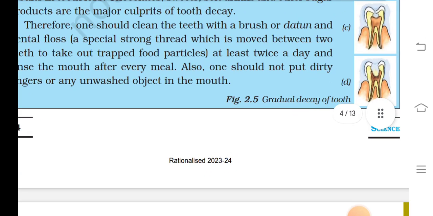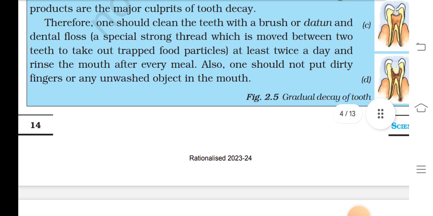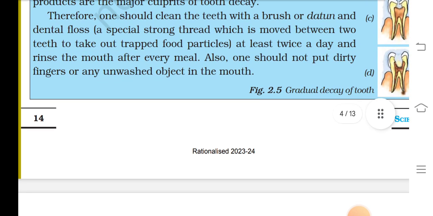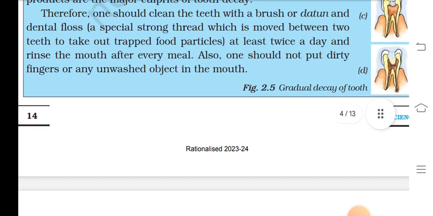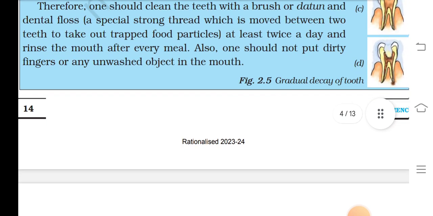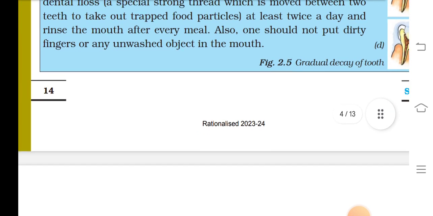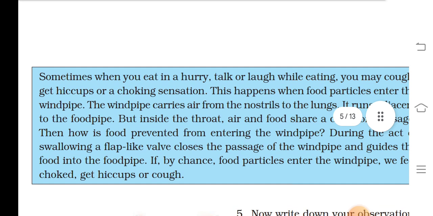Therefore, one should clean the teeth with a brush, and use dental floss, a special strong thread which is moved between two teeth, to take out trapped food particles at least twice a day, and rinse the mouth after every meal. Also, one should not put any unwashed object or finger directly in the mouth.